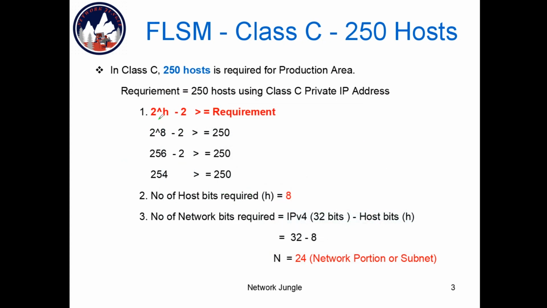Here is the formula: 2 power h minus 2 equals the requirement. So 2 power 8 minus 2 is greater than or equal to 250, that is our requirement. 2 power 8 equals 256, minus 2, which goes for the network address as well as the broadcast address. So 254 is greater than or equal to 250. The condition is valid. So the number of host bits required is 8. Out of 32 bits, 8 bits are in the host portion, and the remaining are network portion, that is 24 bits.